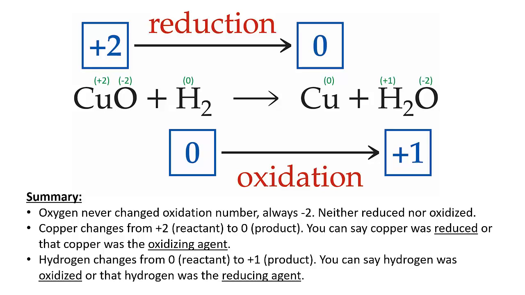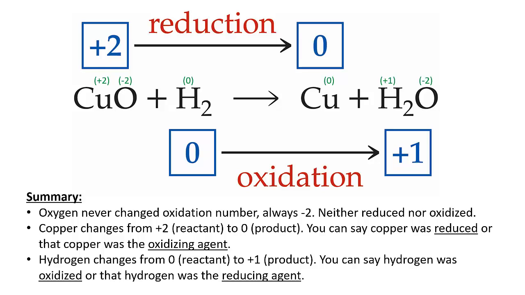For hydrogen, it's the opposite. Hydrogen goes from 0 to plus 1. So hydrogen was oxidized, it increased in oxidation number, or it's the reducing agent. But you'll notice reduced always goes with oxidizing agent, and oxidized always goes with reducing agent. And for everything that is reduced, you need something to balance it out, and you need something to be oxidized.